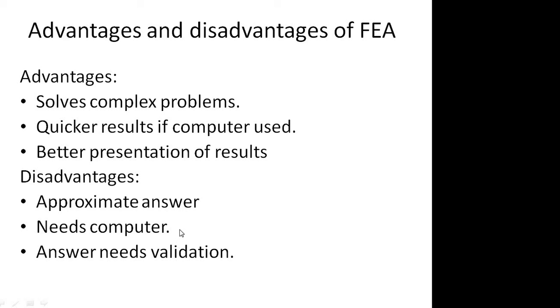And the second disadvantage is it needs a computer. Normally FEA cannot be done by manual calculation, or otherwise it becomes very tedious. Then the answer needs validation. Whenever you give some input to FEA, it inevitably gives you some answer, but you have to validate the answer. So in FEA you need to do some experiments to validate your FEA results.